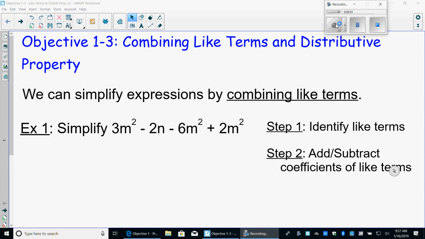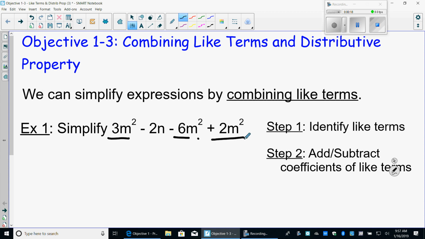All right, we're going to do objective 1-3 today. We're going to combine like terms and simplify using the distributive property. We can simplify expressions by combining like terms. So we're going to talk about what matches here, and here: 3m squared, negative 6m squared, and 2m squared match.